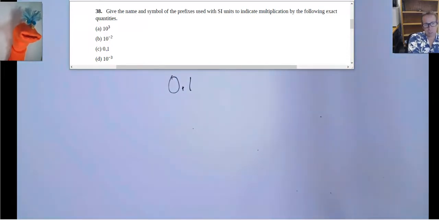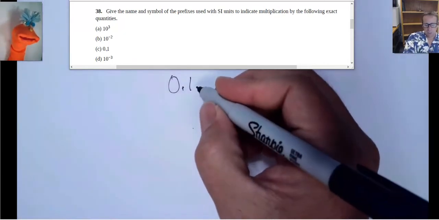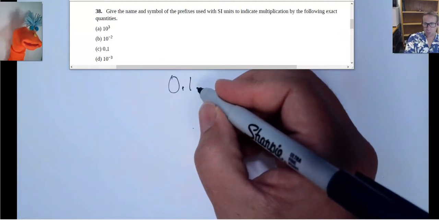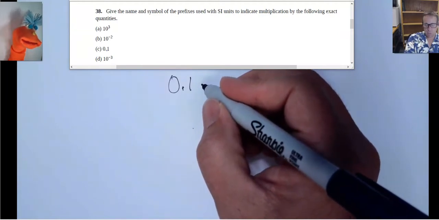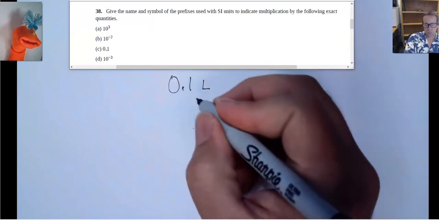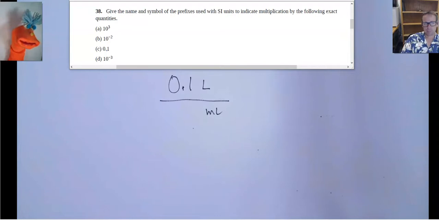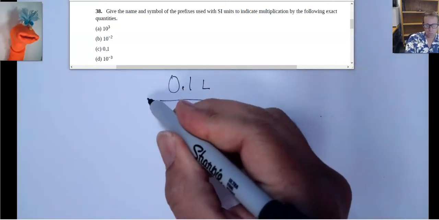I can express that with centa. I can express it with milli, right? Let's put some units on here so it feels more comfortable. Let's say I have 0.1 liters, how many milliliters is that, Fred? Milli, you move 3. That's right, you move 3. So 0.0001? No, you don't move 3 this way, right?